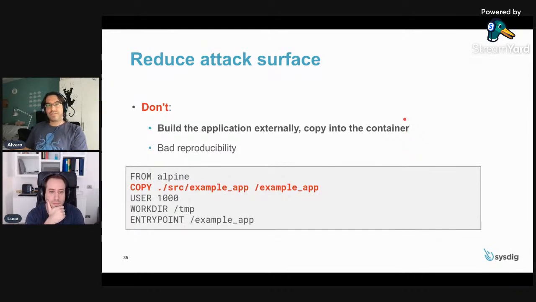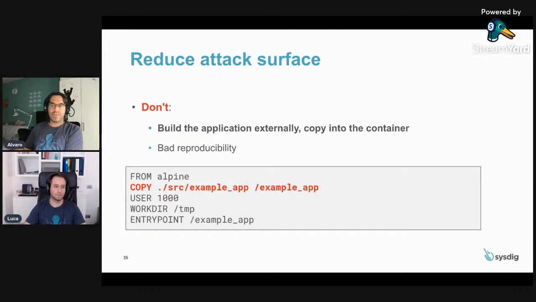And before that, let's briefly talk about how we should build applications that we put inside the container. One of the things you shouldn't do is build the application externally, outside the container, and then copy it into the container, even if it is just what we did in the previous examples. Why is this not a good idea? Well, basically because you are missing a great feature of containers: reproducibility.